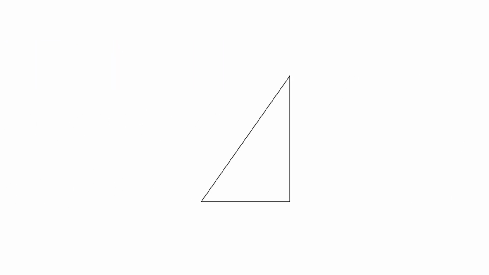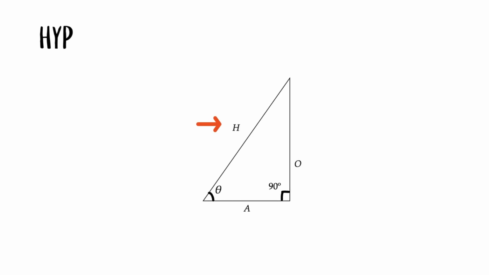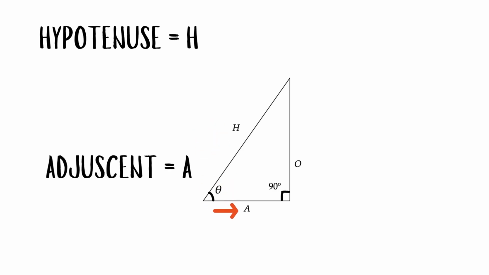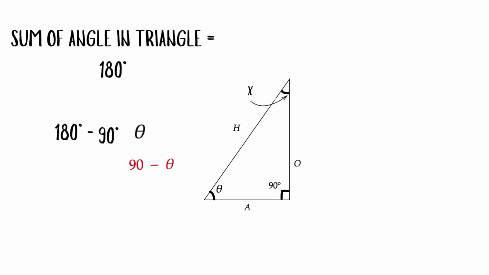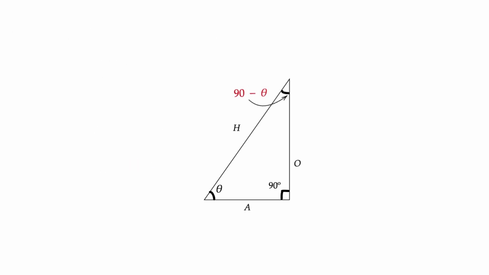Let's start with this right angle triangle and name this angle theta. Now since this is a right angle triangle, this angle is going to be 90 degrees. Now we are going to be naming the hypotenuse h, the adjacent a, and the opposite O. Now since the sum of all the angles in this triangle is 180 degrees, the angle x is going to be equal to 90 - θ.